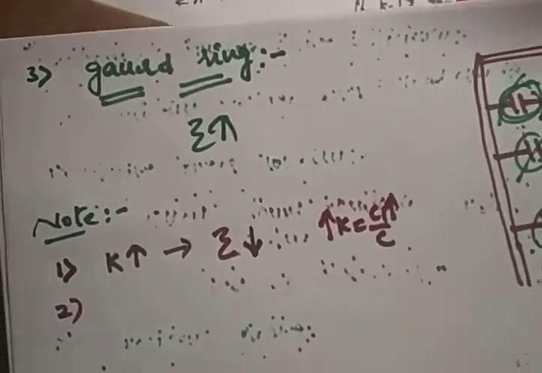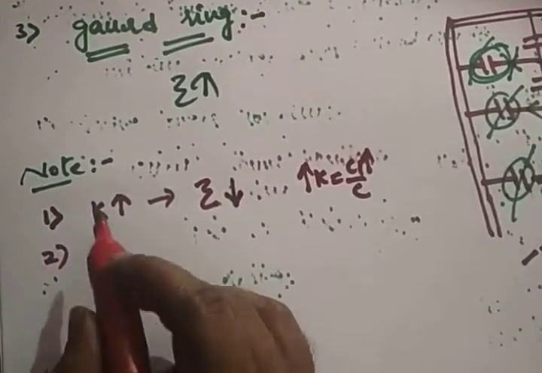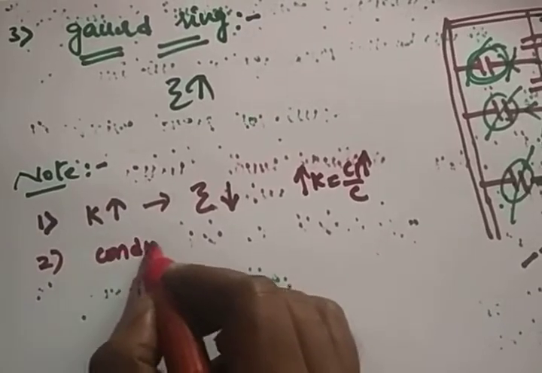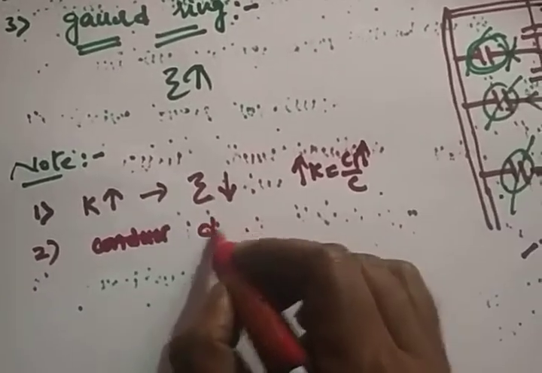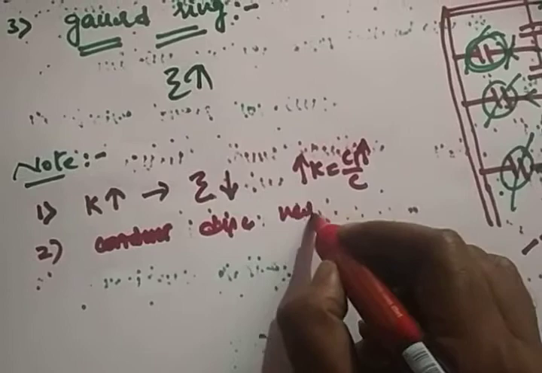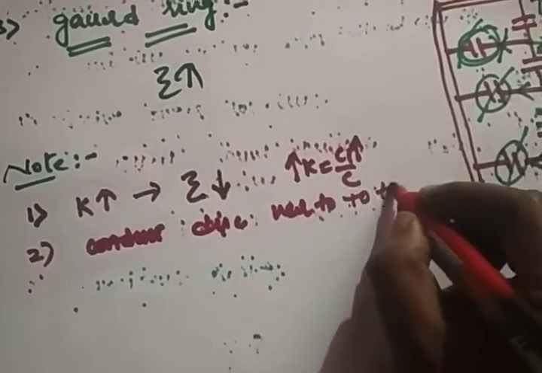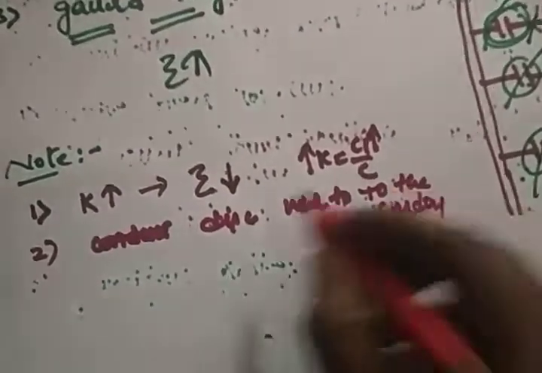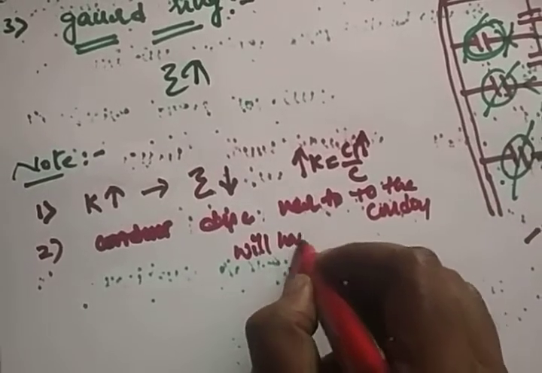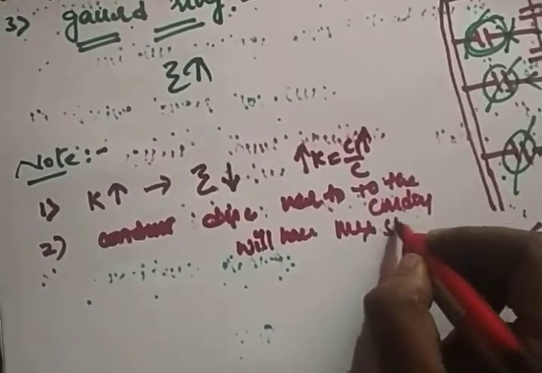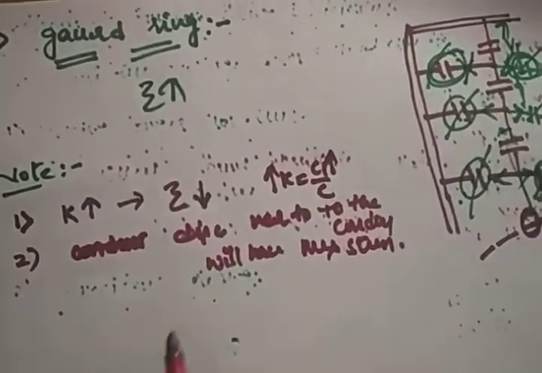And the second one, if non-uniform distribution is present, the disc which is nearer to the conductor will have maximum stress. Very, very important. And as it goes on, the stress will reduce.